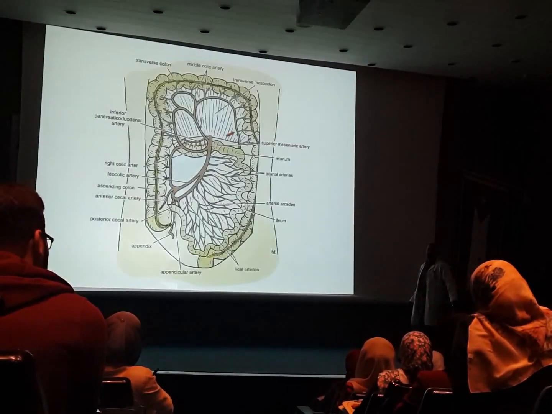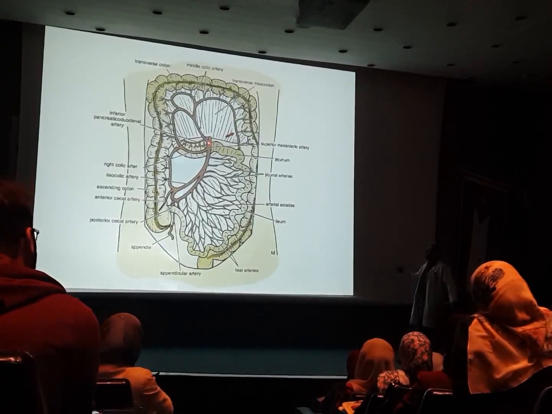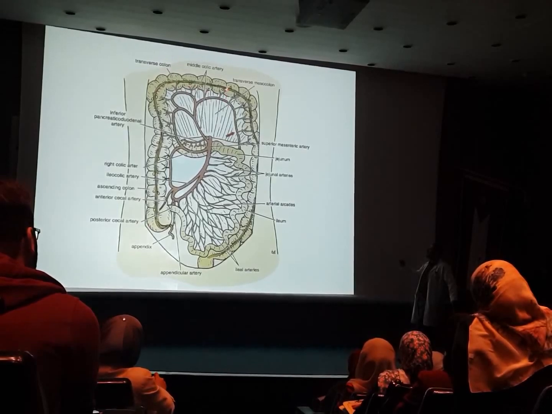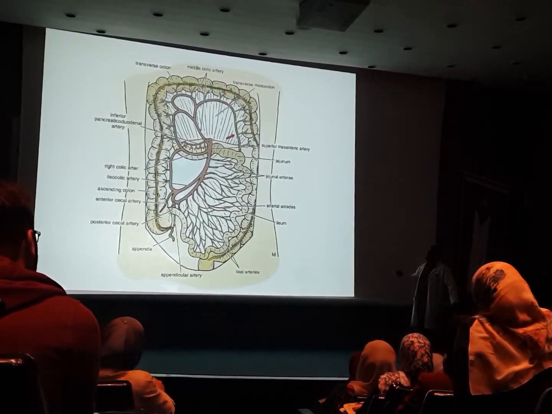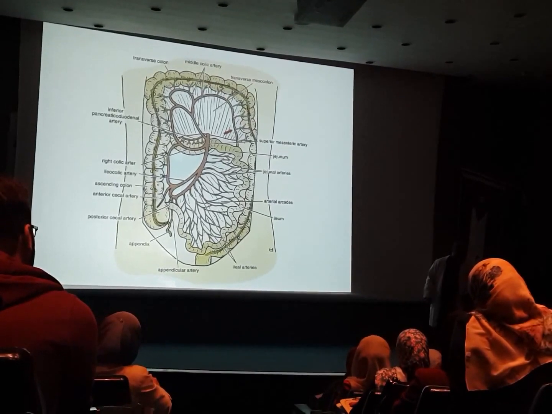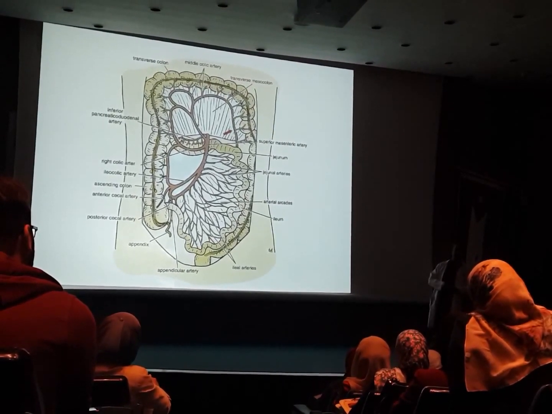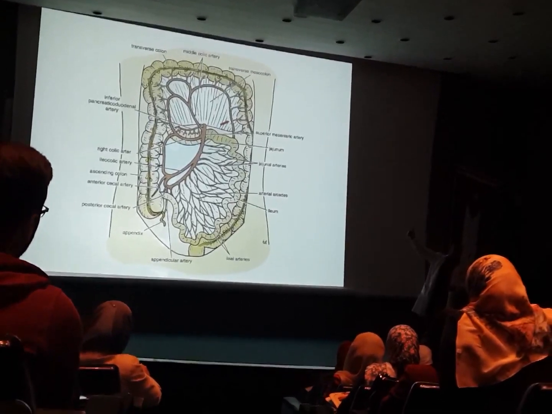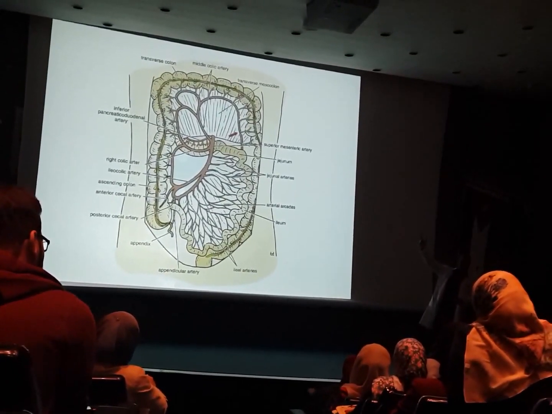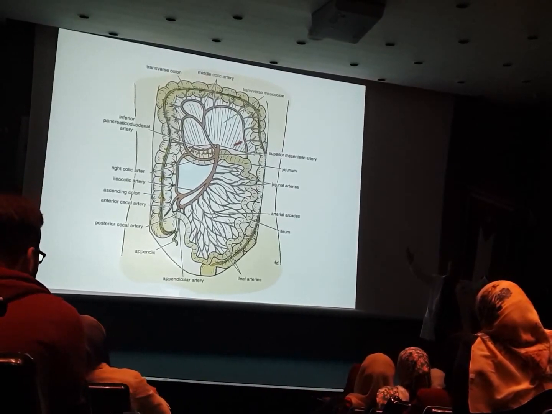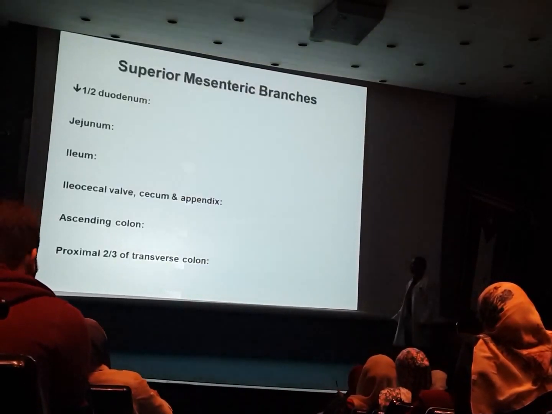Middle colic artery, okay? So the middle colic, you see it goes up and divides to supply the proximal 2/3 of transverse colon. This will be called middle colic. So now I have 6 branches. What are they? Inferior pancreaticoduodenal, jejunal, ileal, ileocolic, right colic, middle colic for the proximal 2/3 of transverse colon.